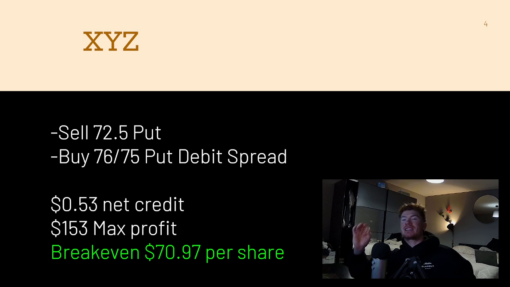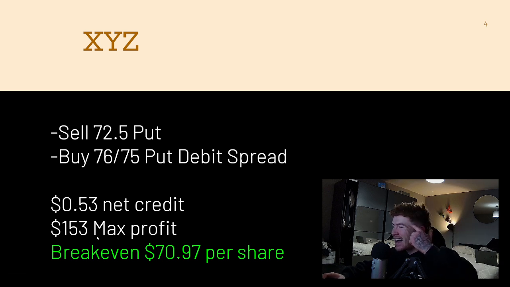But anyway, here's the exact trade I took. I sold the 72.5 put, and I bought the 76.75 put debit spread. I collected $53 with a max profit of $153. Now, if XYZ falls below my strikes and I have to take assignment of the shares, well, look at my break even. My break even's all the way down at 70.97. Then I can chip away at this with rolling and with covered calls. So this put debit spread drastically drops our break even very nicely on these shares if this goes against us. So we've got a 53 net credit, 153 max profit.